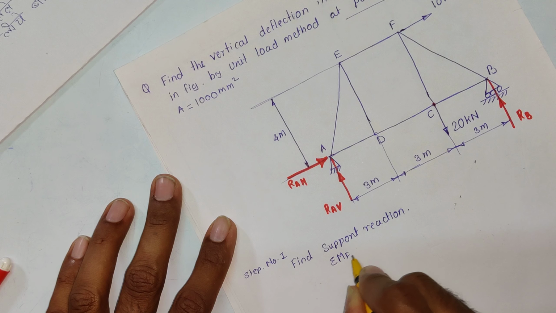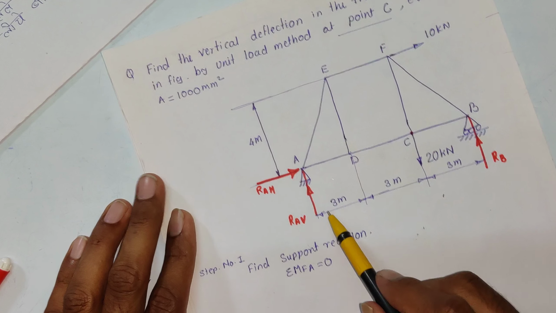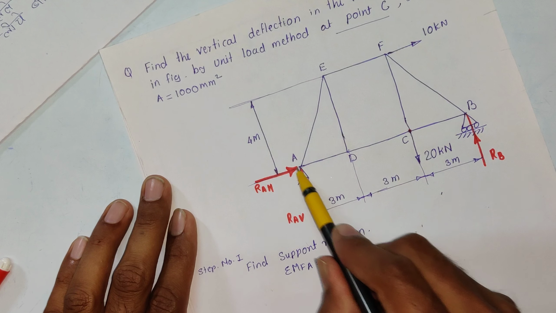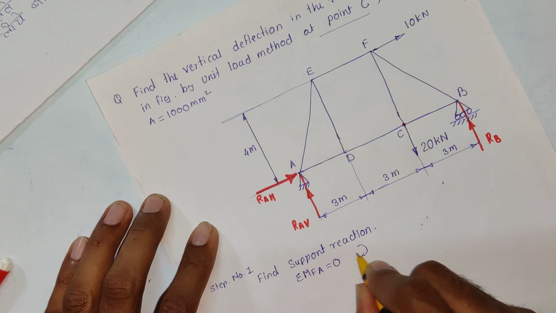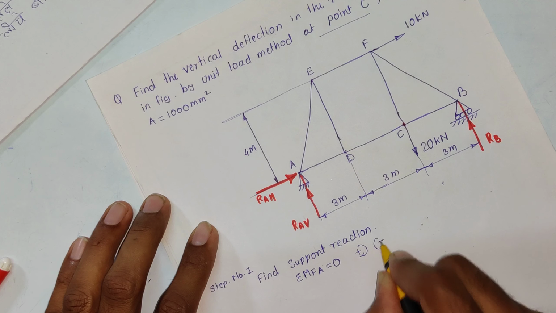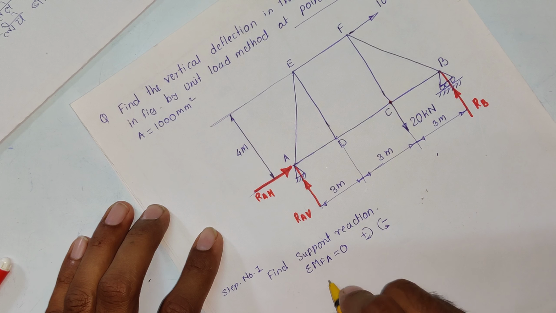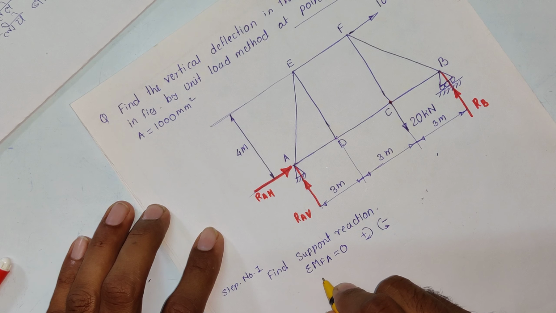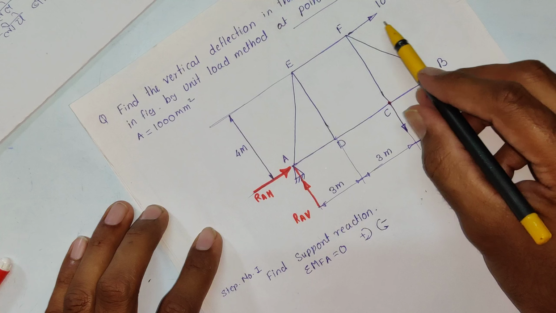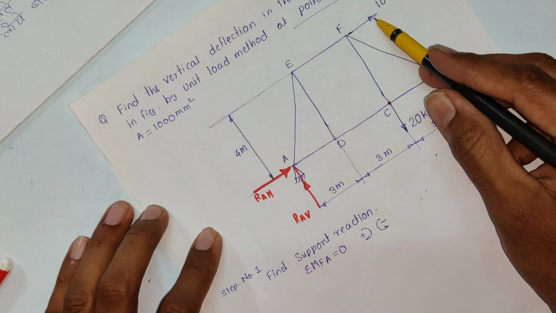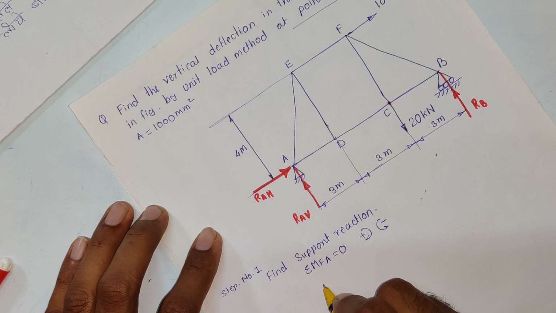Summation of moment of force about point A is equal to 0. As you can see in this diagram, we'll take moment of all forces about point A. We'll consider clockwise positive and anti-clockwise negative. Right? So what is the moment? As you can see in this diagram, there are two external forces. One is at point F and another one is at point C. So take moment of 10.